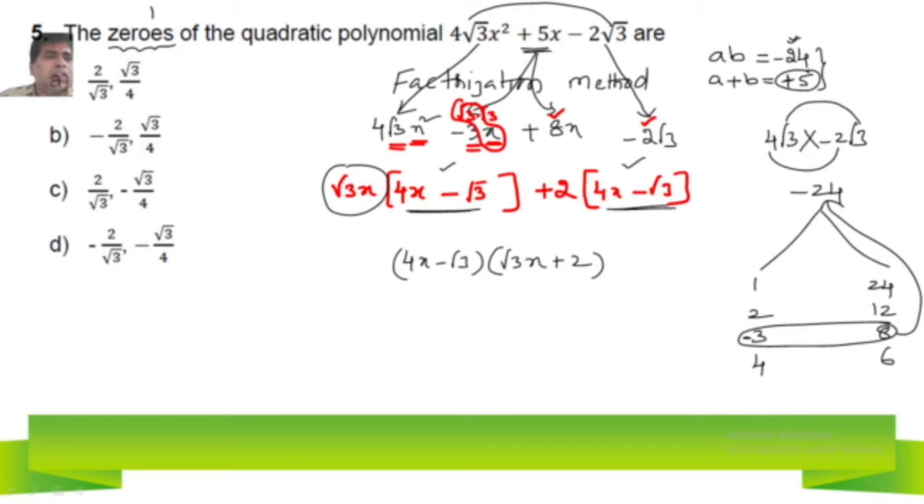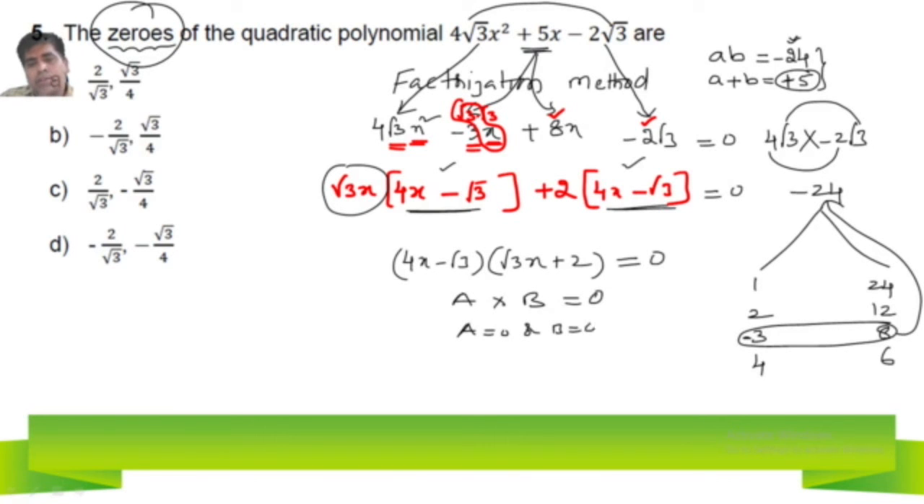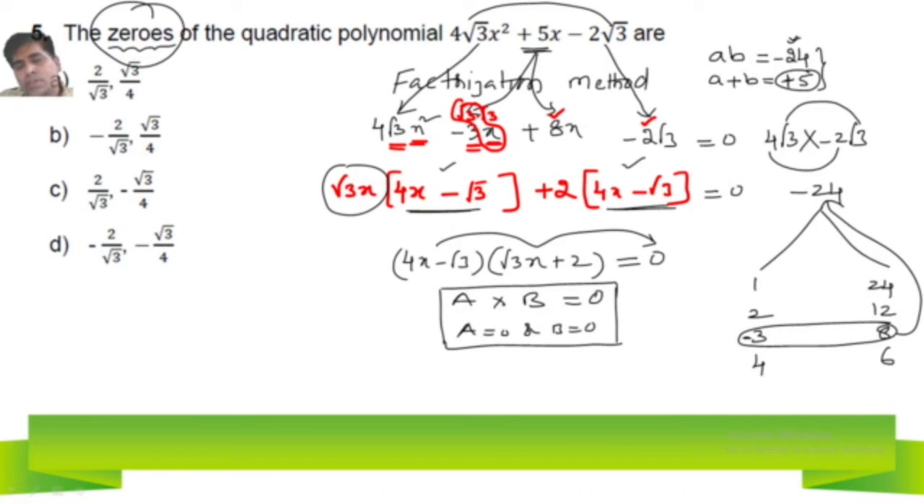But to find the zeros, the x, we write that expression equal to 0. So here A into B is equal to 0. What do you mean by this? A into B is equal to 0 means A is equal to 0 or B is equal to 0. This is the meaning of this one. So this into this is equal to 0, which means this is equal to 0 or this is equal to 0.